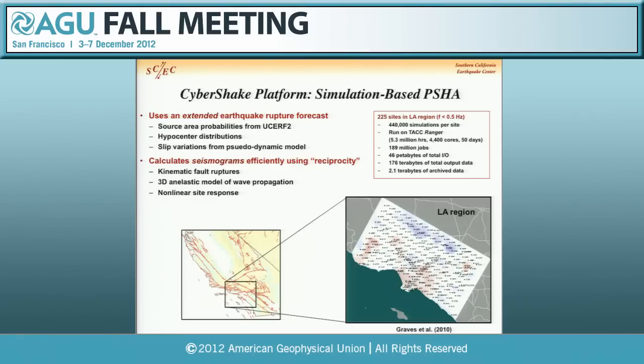This is for 225 sites. For each of those sites, we generate 440,000 earthquake simulations, and you can see the kind of computational cost of that and some of the large data sets that are generated. In particular, notice that there's about 190 million separate jobs that have to be run to do this particular workflow.